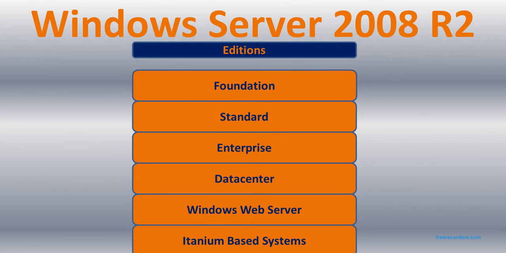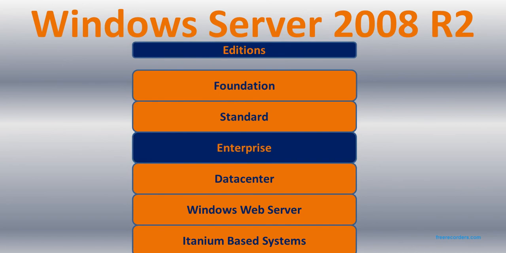This is designed for hardware running Itanium processors. Now, in this course, we'll be focusing on the Enterprise edition of Windows 2008 R2, mainly because it is the lowest edition that has all of the server roles available for use. Now, our next video is going to be a demo installing the operating system and what to do with it once we get it installed. I will see you then.